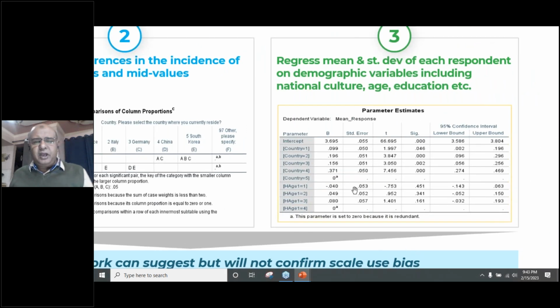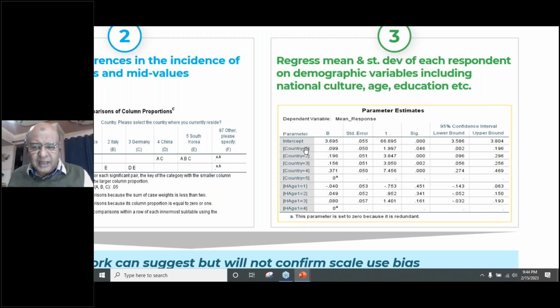In the same study, we also looked at variability bias. Now, we regressed the means and standard deviations of each respondent on demographic variables. We have already included the scale variables, so we are regressing on the demographic variables. These are the results for the mean regression. So we regress the mean on country, age, and educational level.